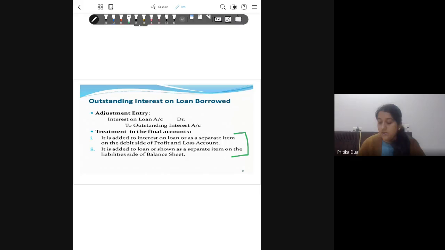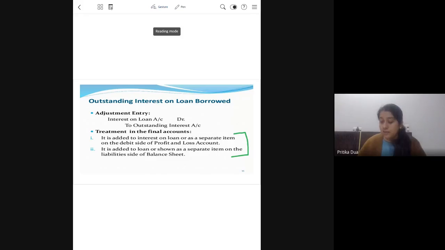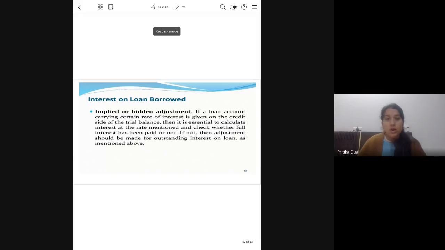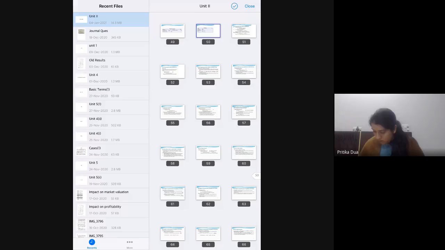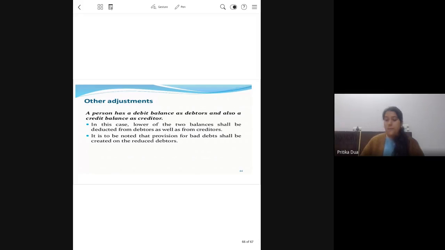Okay. So it can be an explicit adjustment or it can be in form of an implied or hidden adjustment जो आपको खुद locate करनी है from the trial balance which is given to you. So after this, what I'll do is I'll come to one last adjustment and then we'll take up one question. Okay, I'll take up this adjustment.